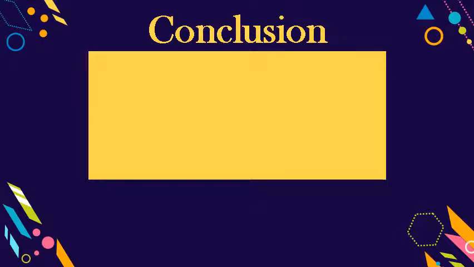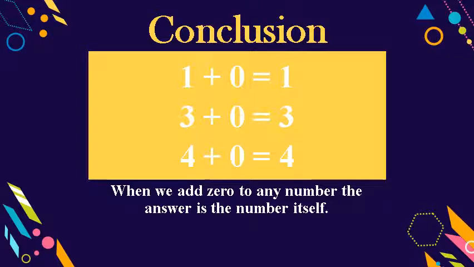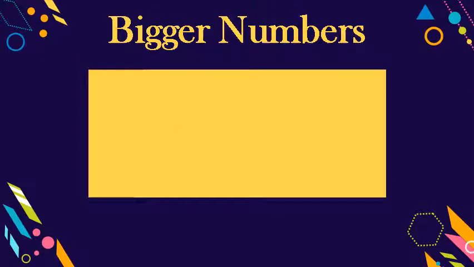From the above examples, we have a conclusion. Dear students, you can observe 1 plus 0 equals 1, 3 plus 0 equals 3, 4 plus 0 equals 4. So we can conclude when we add 0 to any number, the answer is the number itself. No matter whatever the number is, how many digits a number has, we follow the same rule.